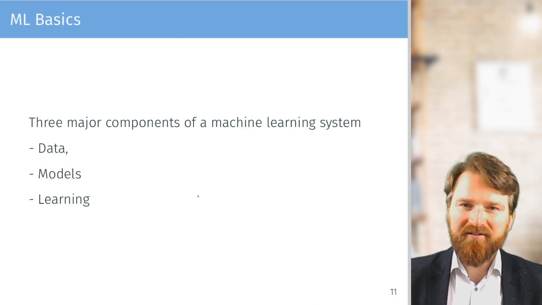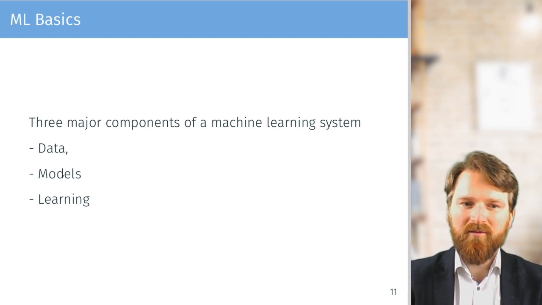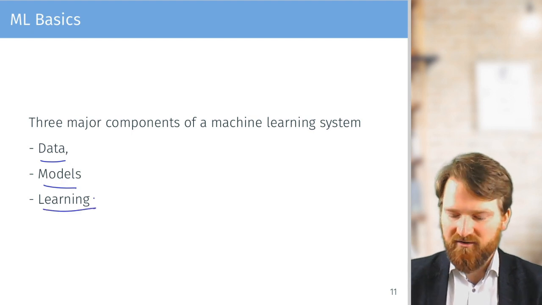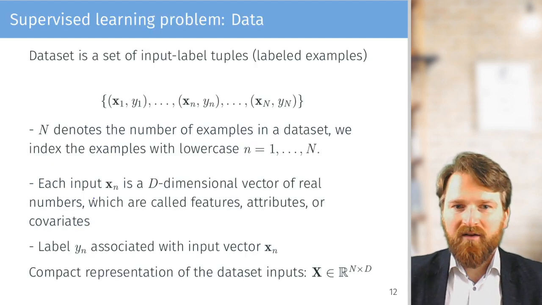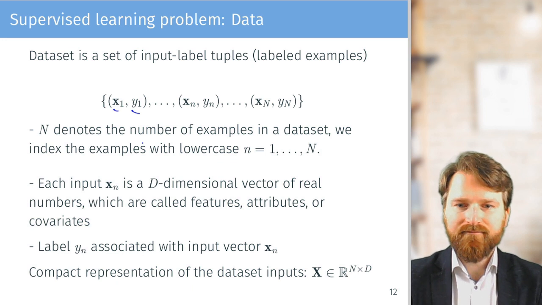So what are the basics of machine learning models? We have 3 major components that work together in a machine learning system. We have the data, we have the models, and we have the learning procedure. So here's the training data again. It is a set of tuples where we have the feature vector, or input representation, and the labels.